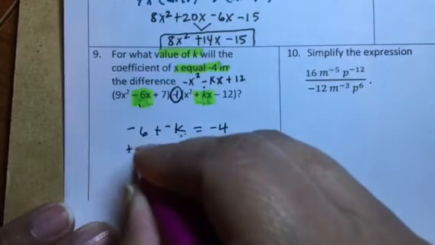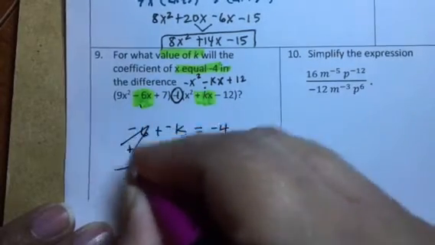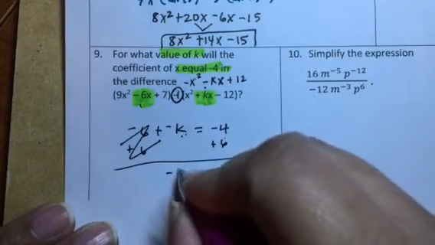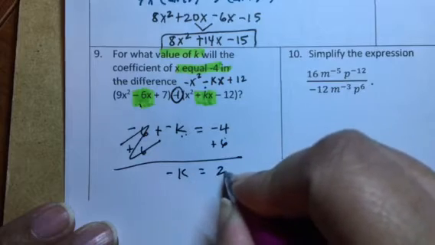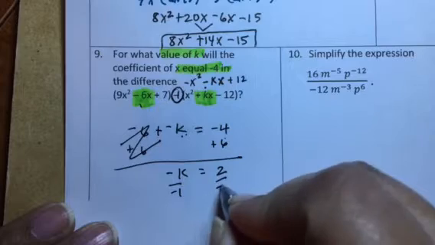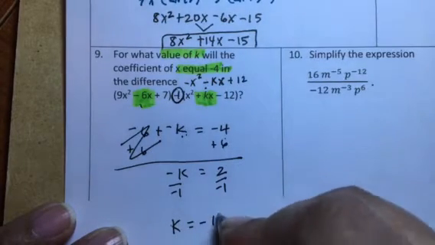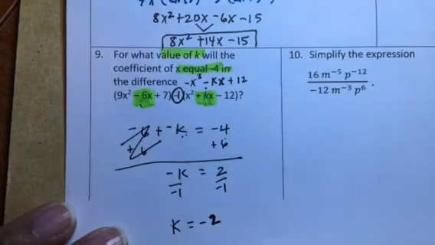So what we're going to do is add 6 to both sides. This zeroes out. We have -k is equal to +2. And now we have to divide by -1. So our answer is k equals -2. So there's our answer.